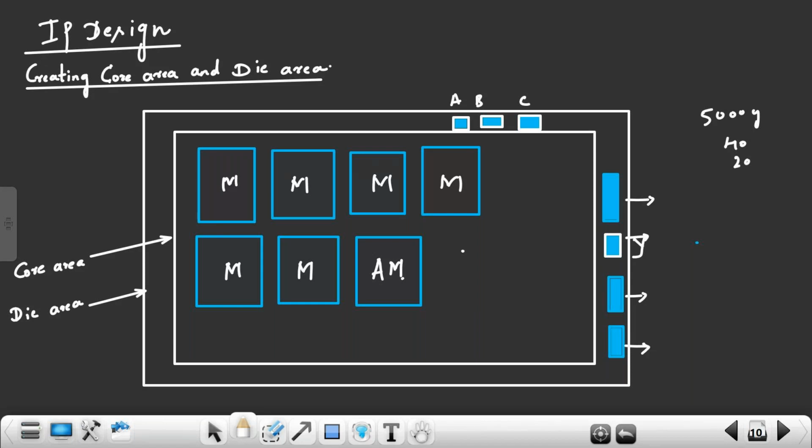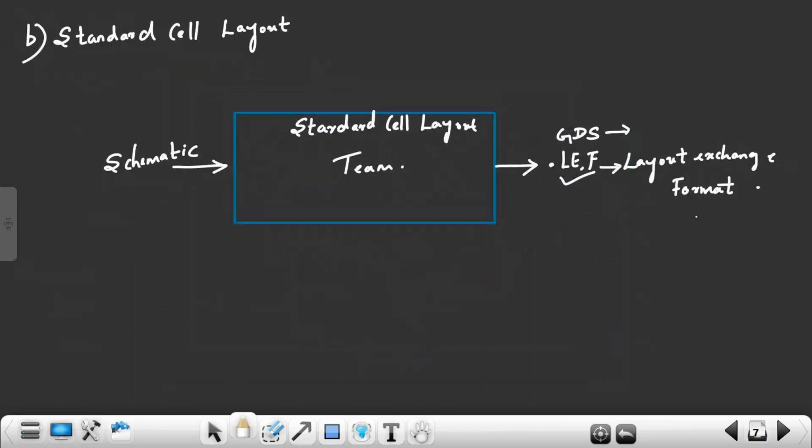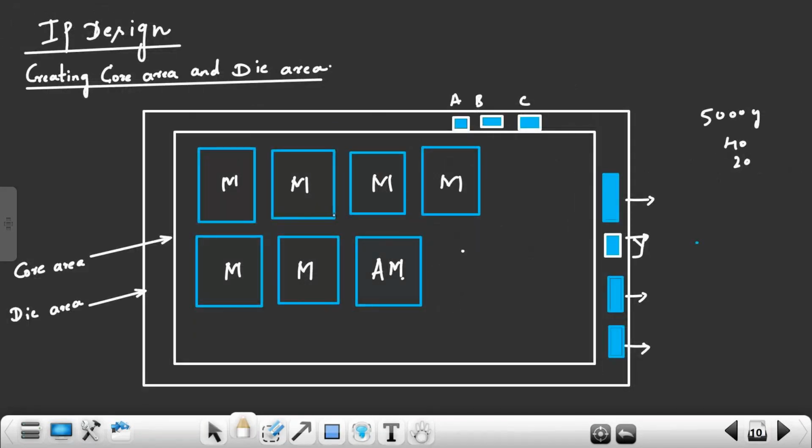We can get separate library files for macros. See, the macro vendor will give the files. The standard cell library designer is different, and the macro designer is different. So I will get a separate .lib and separate LEF for macros. For analog macros, I will get a separate .lib and separate LEF.